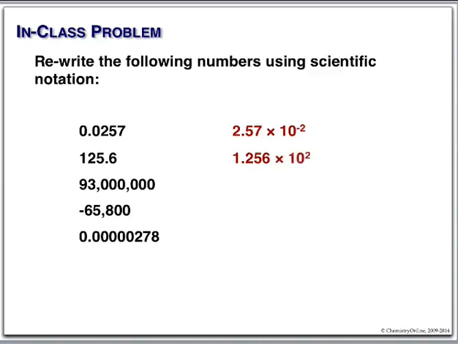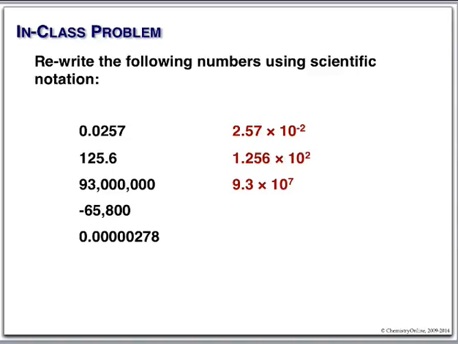Now we have no real decimal point here, but we have the implied decimal point at the end. We're going to move that decimal point in between the 9 and the 3. And in order to get that, we had to go 1, 2, 3, 4, 5, 6, 7 places. Going to the left, and that is 10 to the plus 7.